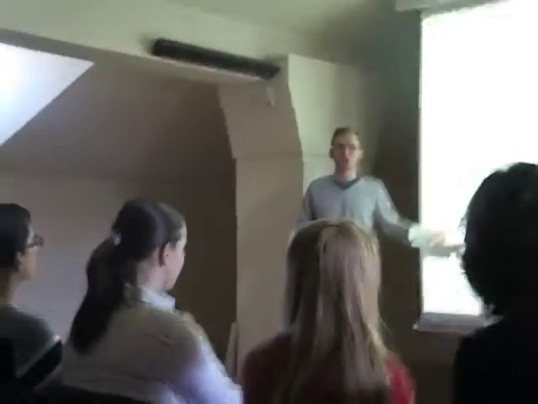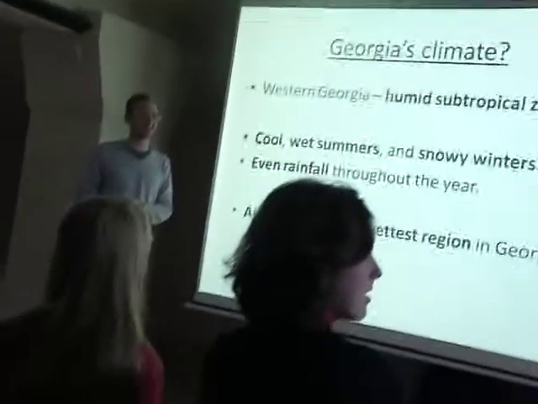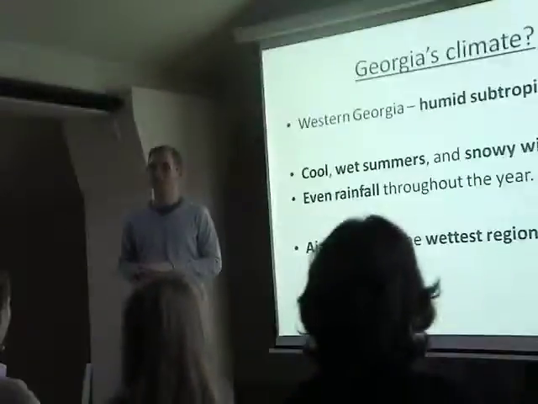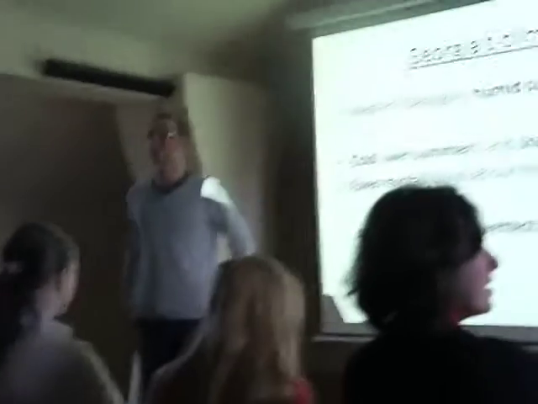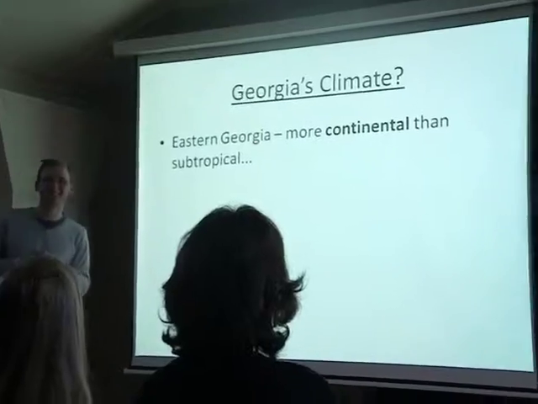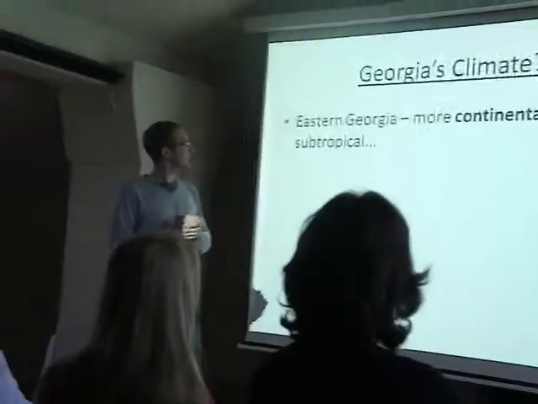Next. Ajara is the wettest region in Georgia. And there's a mountain, I think. 4,000 millimeters per year. Okay, it's quite a lot. And Eastern Georgia, what's the climate? Not dry. It's more continental.